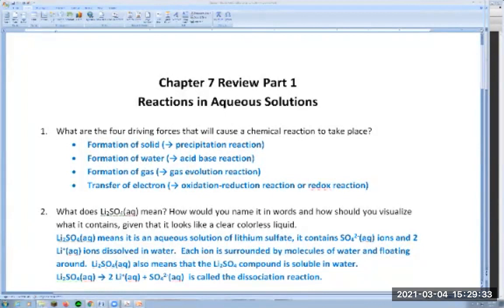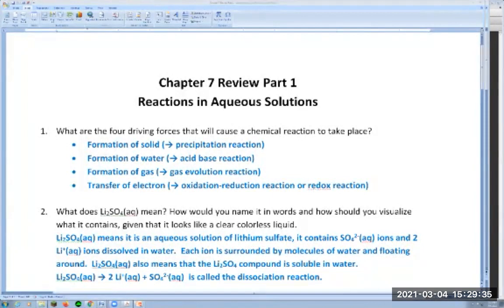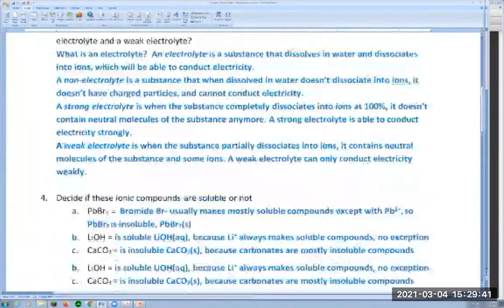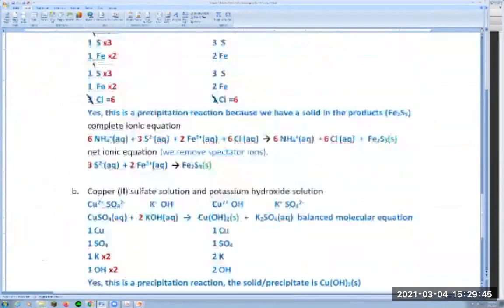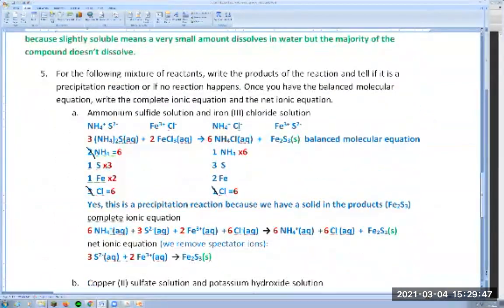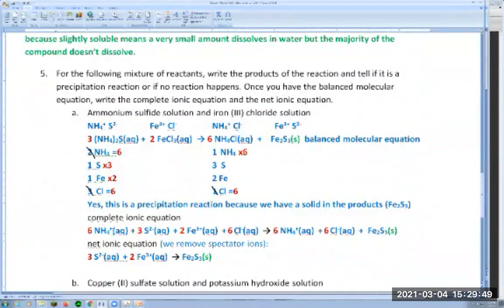Hello, so this is the second meeting on the Chapter 7 review, and we will finish part 1. We have only one question to answer at the very end here. It's question 5, where we need to write the product of the reaction and tell if it is a precipitation reaction or if no reaction happens.